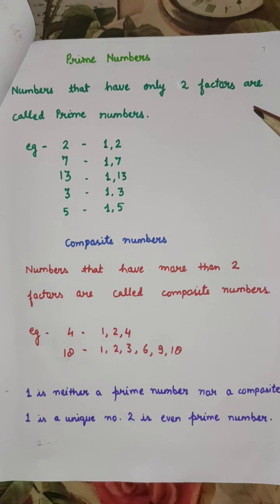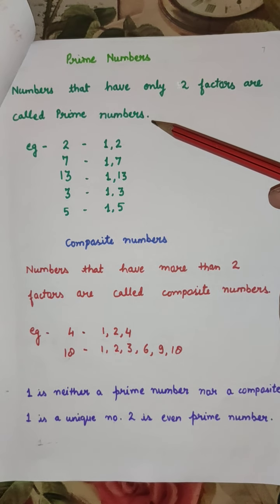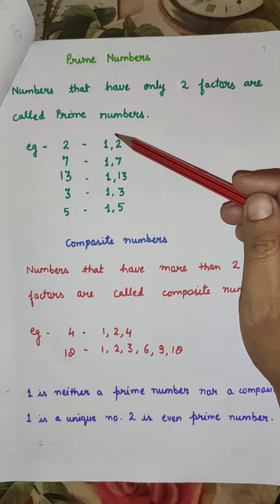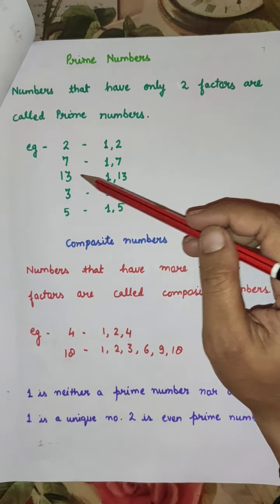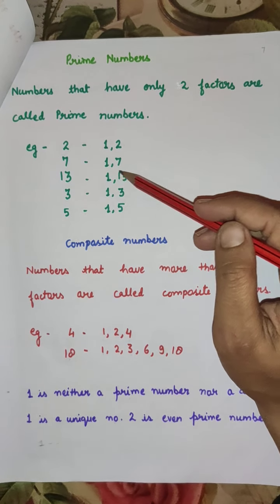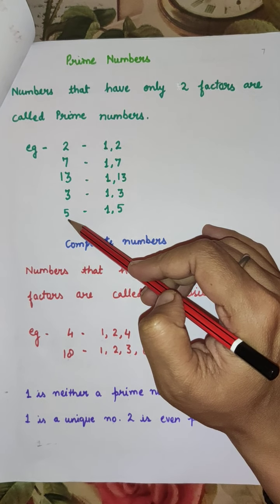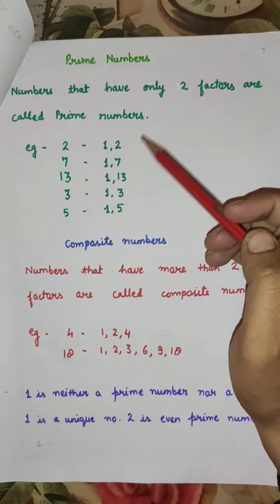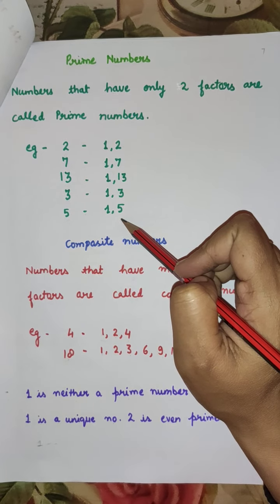Now the prime numbers. Numbers that have only two factors are called prime numbers. 2 has two factors, that is 1 and 2. 7 has 1 and 7. 13 does not come in any table, so 1 and 13. These numbers come only in the table of 1 and the table of itself. So these are called prime numbers.